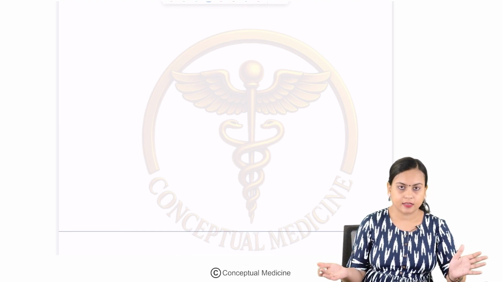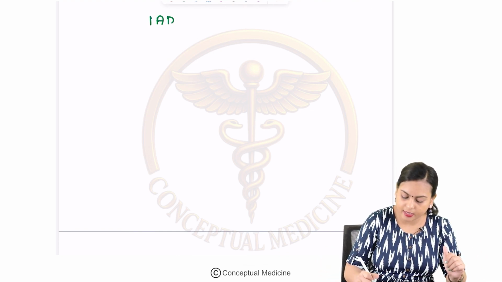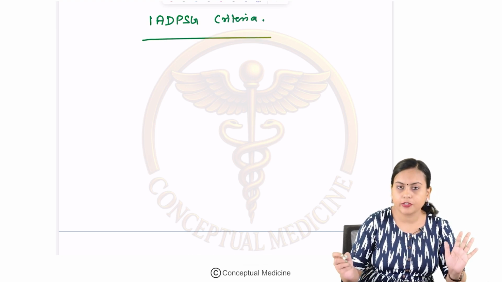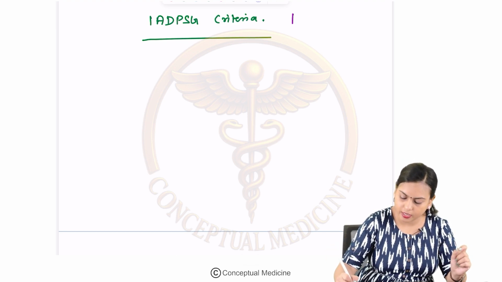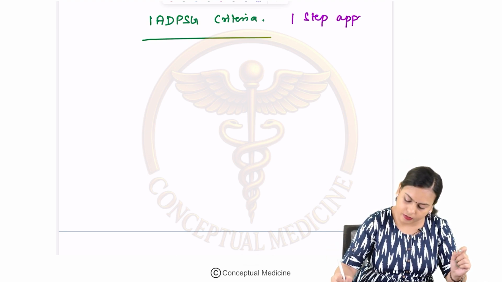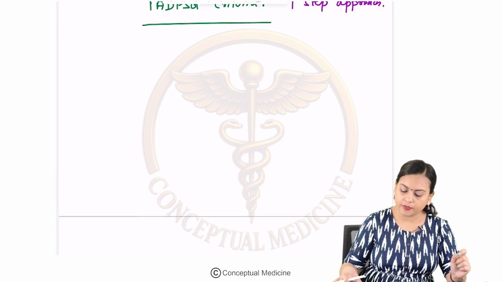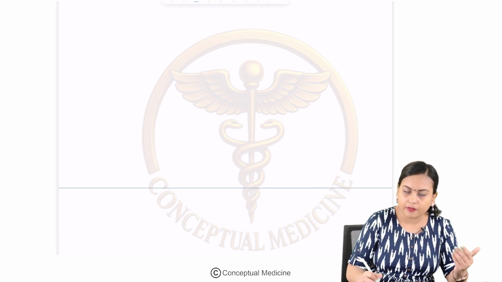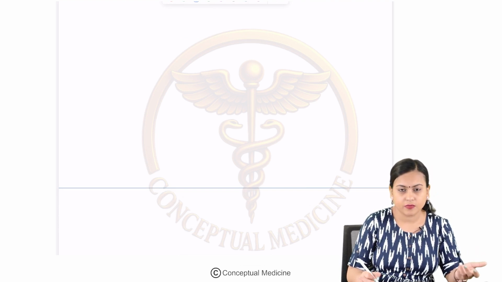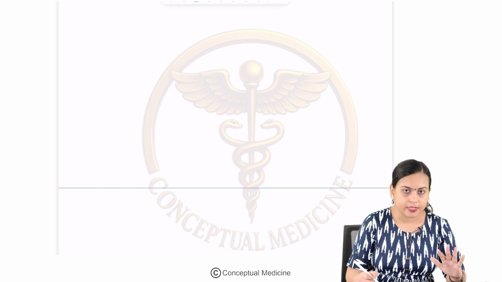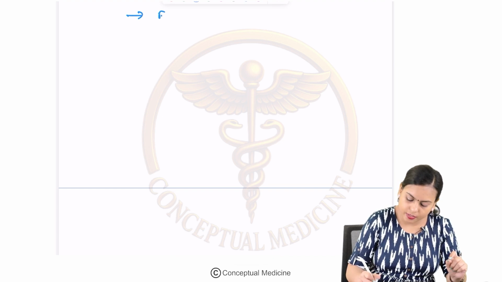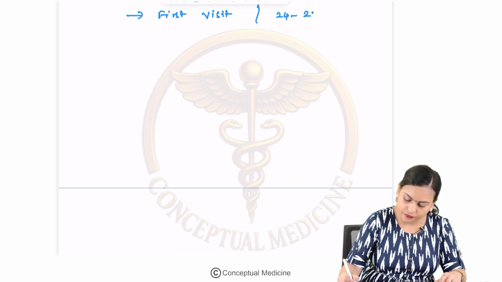So, we will do the second criteria, that is IADPSG criteria. I have already told you this is a one-step approach. What we are doing in this is performing the test at the first visit, or it can be performed in the second trimester, between 24 to 28 weeks of gestational age. So, this can be performed either at the first visit or at 24 to 28 weeks.